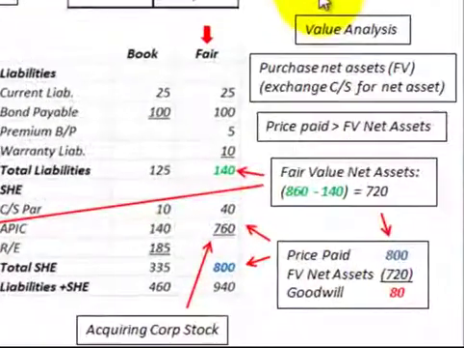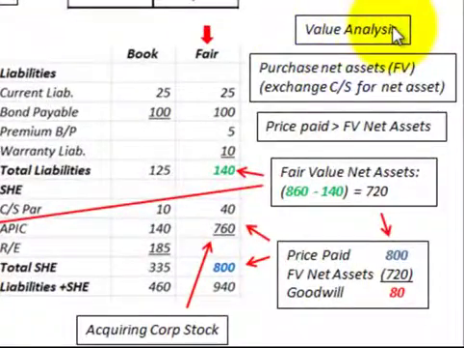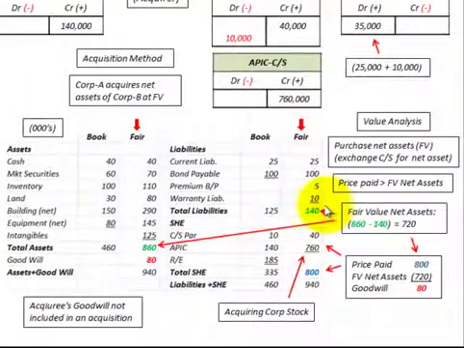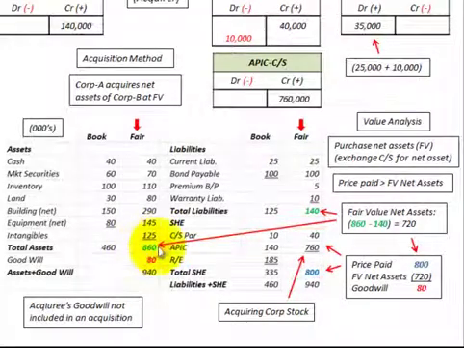Okay, to account for this acquisition, we're going to do a value analysis. We're going to purchase these net assets at their fair value, and we're going to exchange common stock for the net assets. So Corporation A is going to issue common stock to Corporation B in exchange for the net assets of Corporation B. And our first scenario is that the price paid is greater than the fair value of the net assets received.